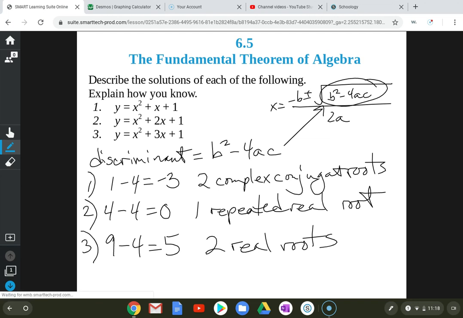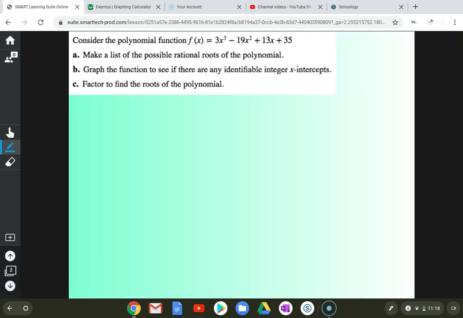Moving forward. All right, so we're going to do a little review here. Consider the following polynomial function, 3x cubed minus 19x squared plus 13x plus 35. First thing we're going to do, just to review what we learned yesterday, is list the possible rational roots for this polynomial.